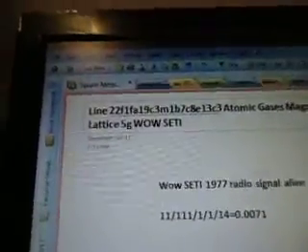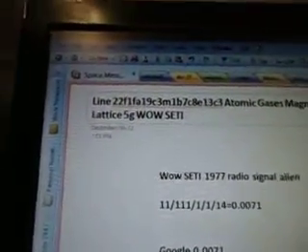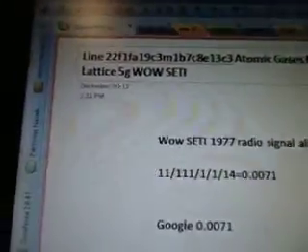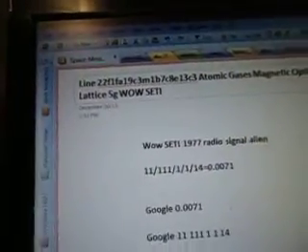Okay, this is part 2A4C3M1b7c8e13cc. 13c3, sorry. Line 22f1fa19c3m1b7c8e13c3. I hope these numbers get shorter again.